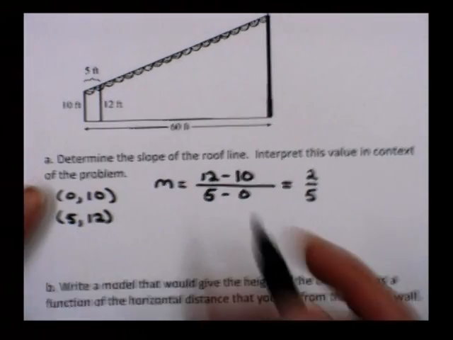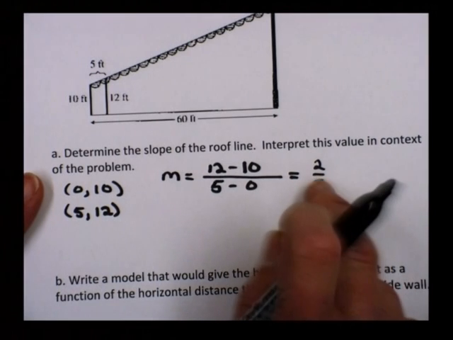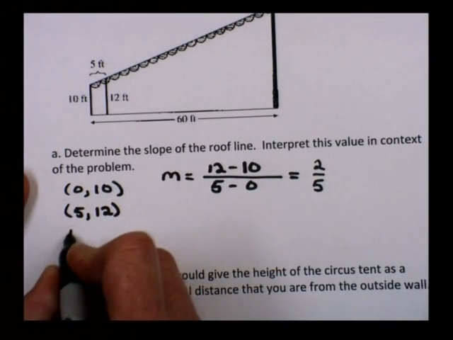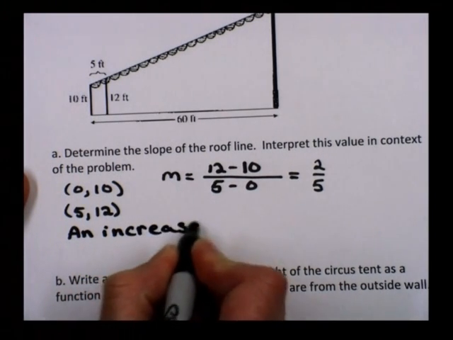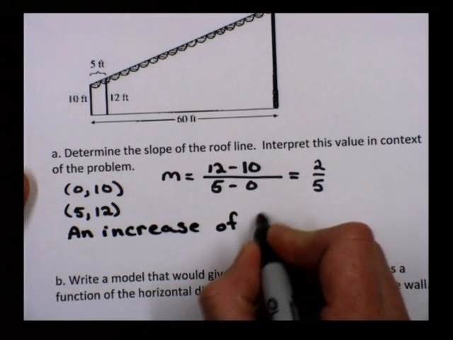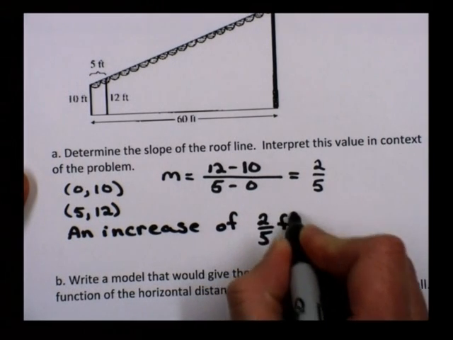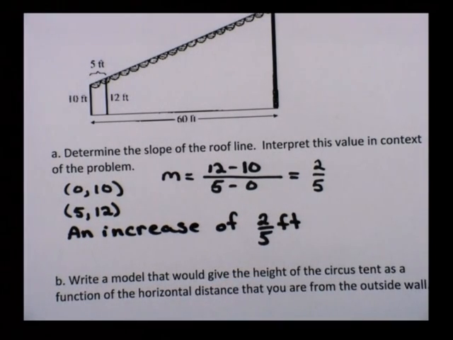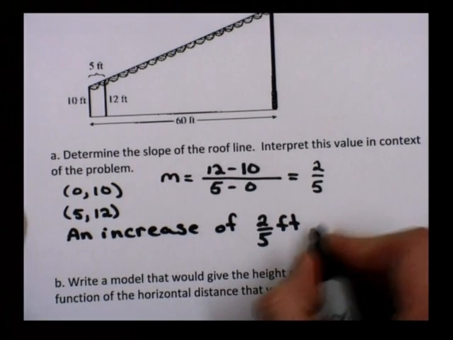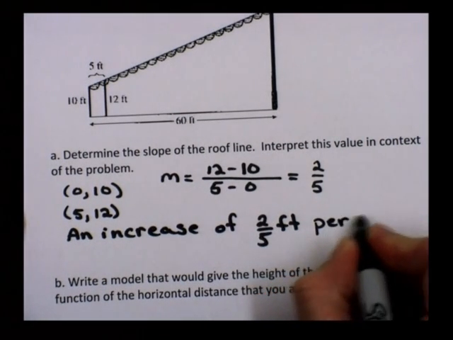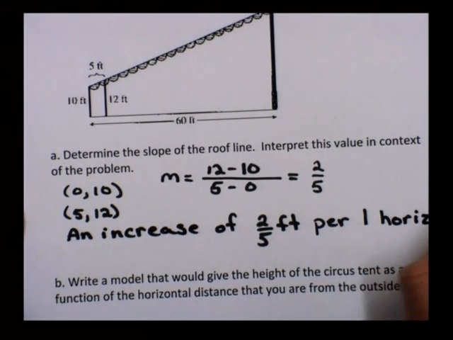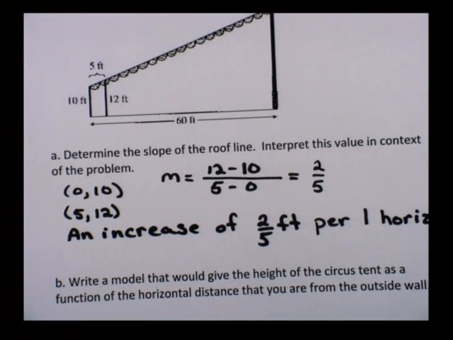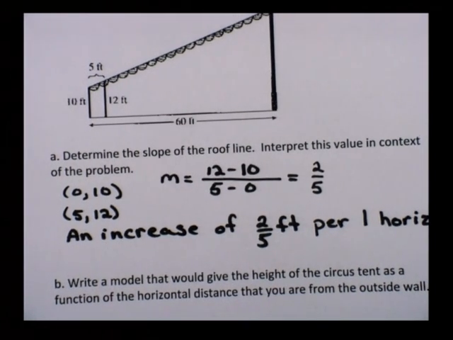So 2/5 would be interpreted as an increase, since it's positive, an increase of 2/5 feet, and this is going to be vertical feet, so an increase of 2/5 feet per 1 horizontal foot. So for every 1 foot I go horizontally, my tent is rising 2/5 of a foot.